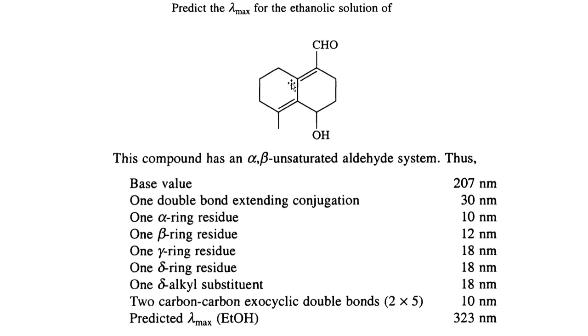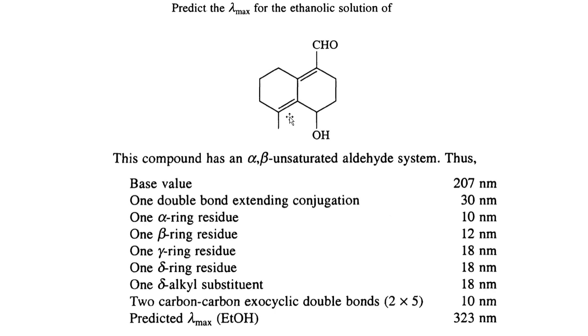Okay. See, it is the alpha position, and this alpha position has a ring residue, which will contribute 10 nanometer. Okay, and it is the beta position, and here is another ring residue that will contribute 12 nanometer. Right? It is alpha, it is beta, it is gamma, and this gamma position has a ring residue here, and this ring residue will contribute 18 nanometer.